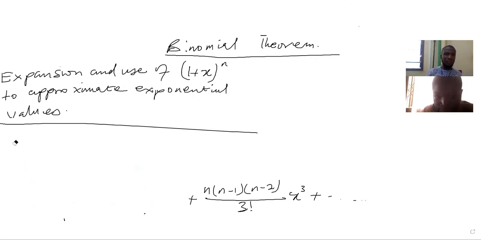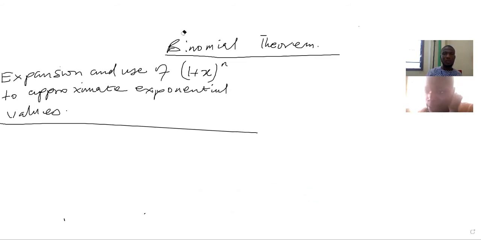1 minus x, all exponent 6, in ascending powers of x. The whole of that is a.